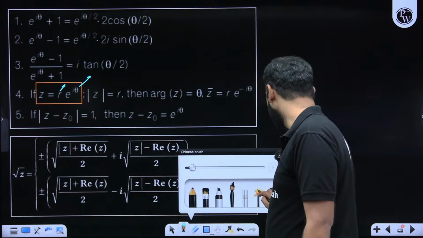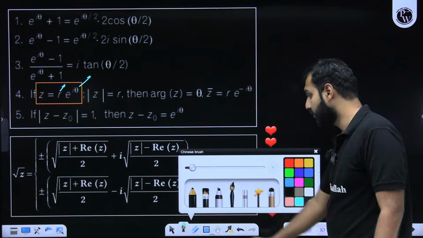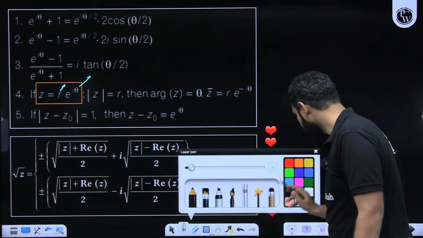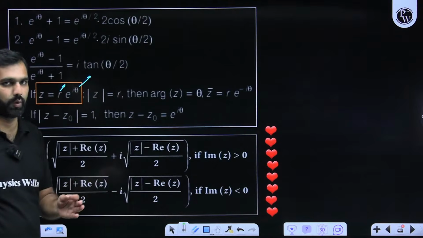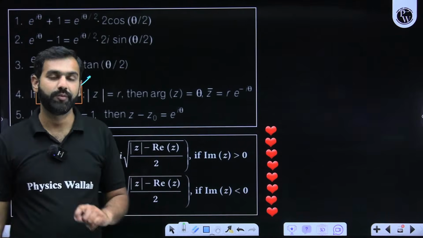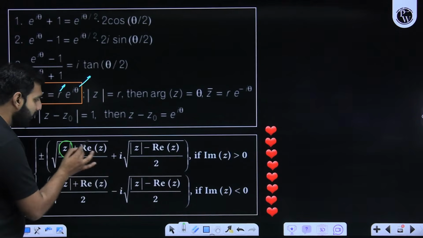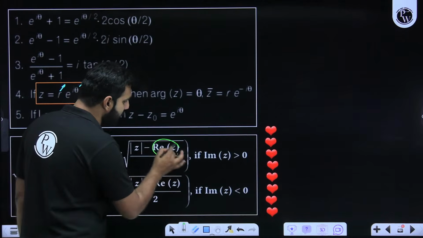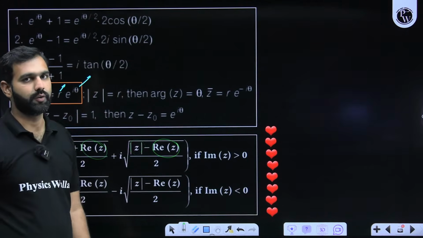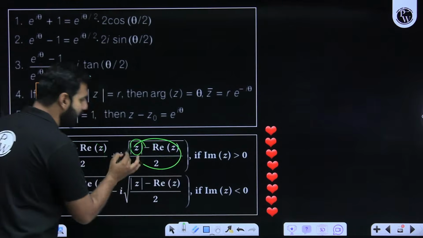So this here will help you in finding the argument of the square root of a complex number. Let's say there is a complex number z and I wish to take its square root. So first of all, calculate its magnitude. Add the real part of that complex number to its magnitude and subtract the real part of that complex number from its magnitude, and halve it. So divide that sum by 2, divide that difference by 2.